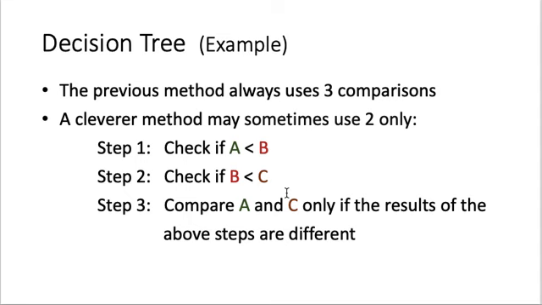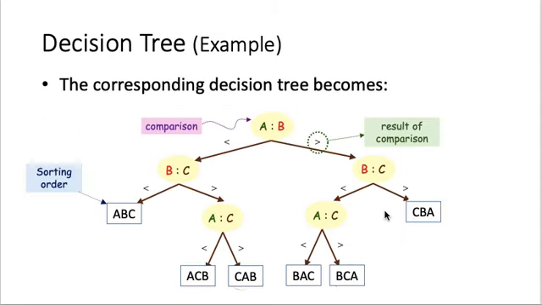And in that case, the corresponding decision tree will look like this. And then we will see that for the sorting order A, B, C, it will go through the first comparison, and then the second comparison, and that's it. So sometimes, for some sorting order, we will make three comparisons. And for some sorting order, it will make only two comparisons.